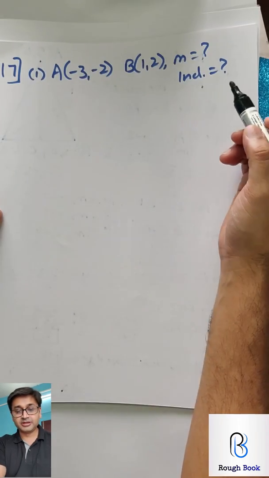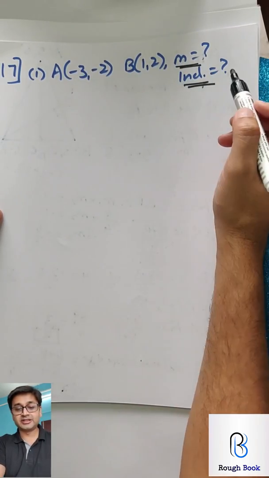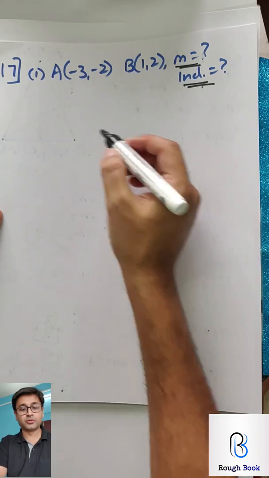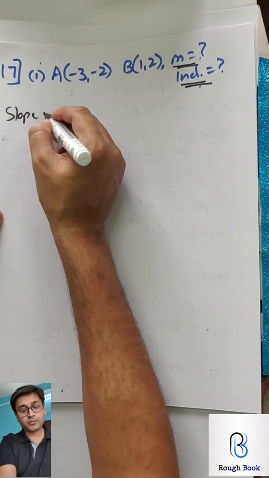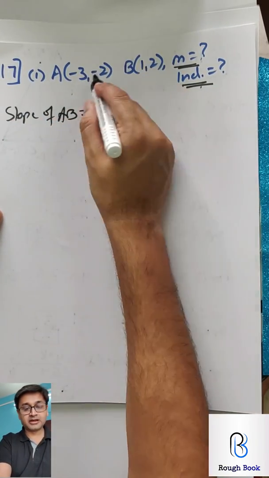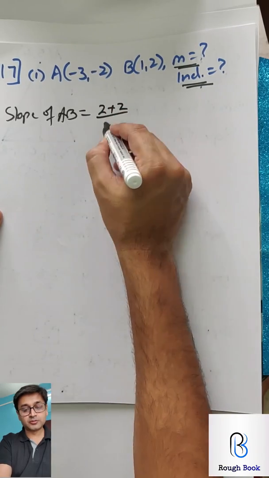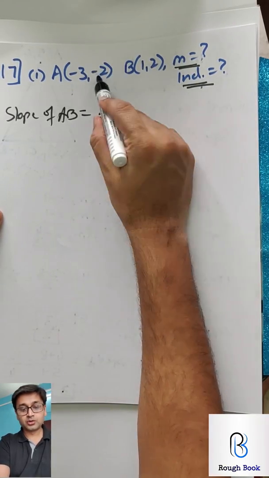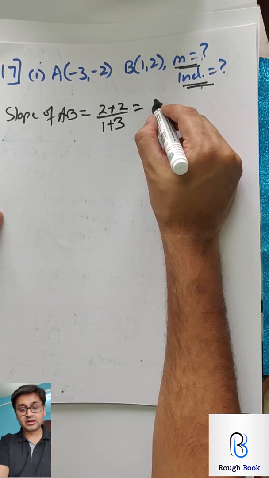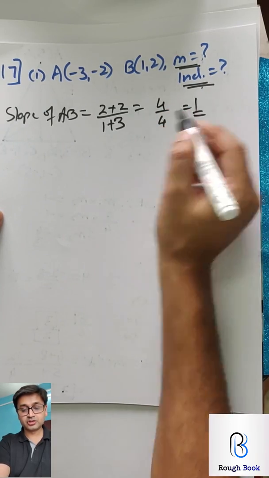A and B have been given. Find their slope and then find their inclination. Very simple. Just find the slope, find the inclination. So slope of AB, that will be 2 plus 2 and 1 plus 3. 2 plus 2, 1 plus 3. So that is 4 by 4, which is 1.